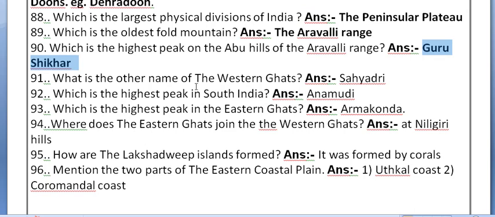What is the other name of the Western Ghats? The answer is Sahyadri. Which is the highest peak in South India? The answer is Anamudi. Which is the highest peak in Eastern Ghats? The answer is Armakonda.